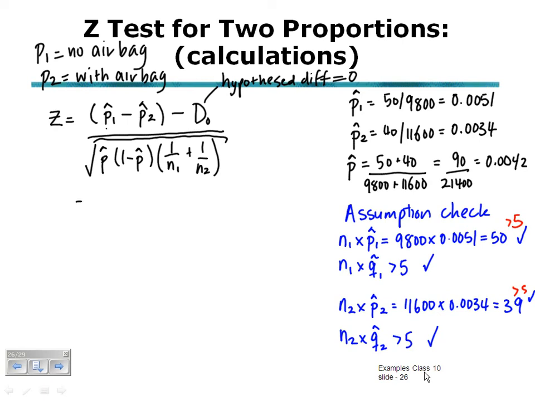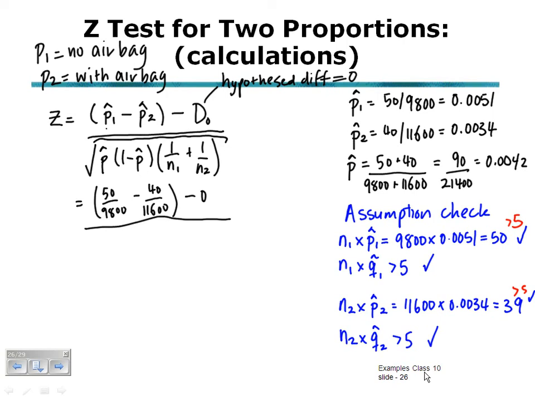Now we'll put those numbers in from our previous slide. So we have 50 divided by 9,800 for sample proportion 1, minus 40 divided by 11,600 for proportion 2, minus the hypothesized proportion difference of 0.